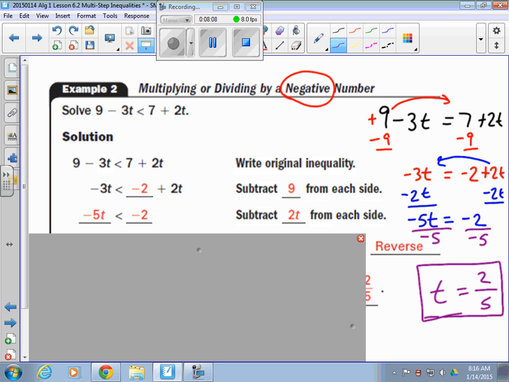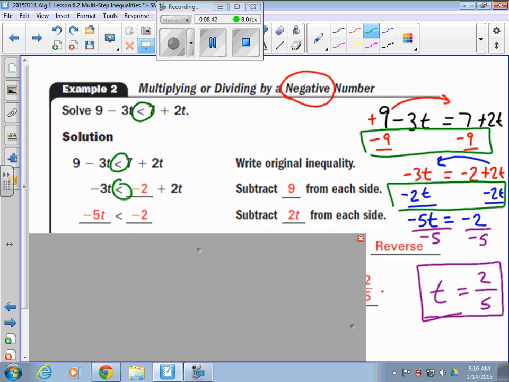Again, if it was just an equation, it would say t equals 2/5 and it would be done. Check your solution steps to determine if you have to reverse the inequality sign that says less than. At this step, our transformation here was minus 9. That's not multiplying or dividing by a negative number. So your symbol stays as less than. At this step right here, we're subtracting 2t on both sides. Again, not multiplying or dividing by a negative number. Your symbol stays less than. So it's less than, it remains less than.